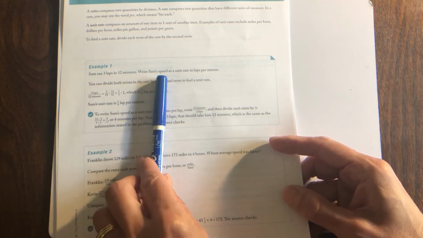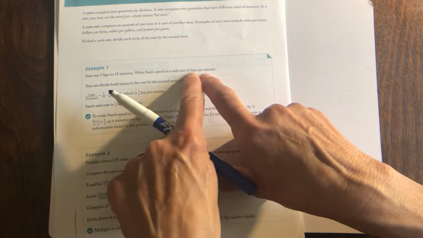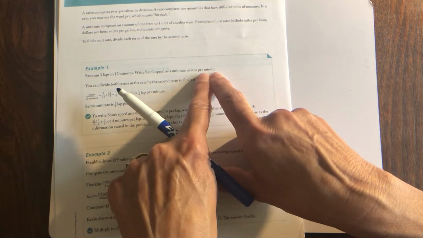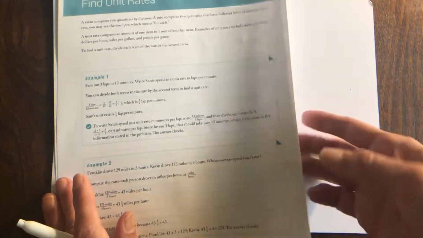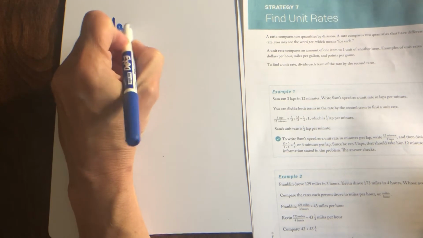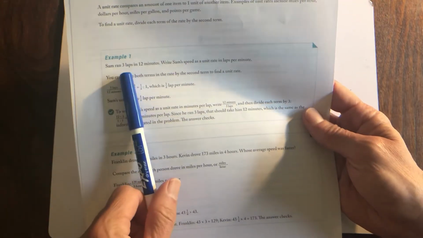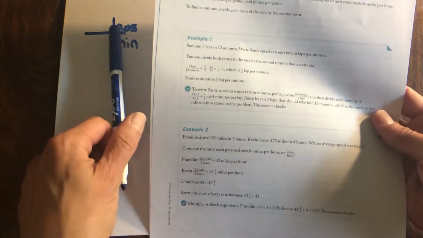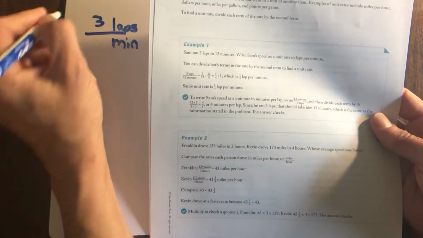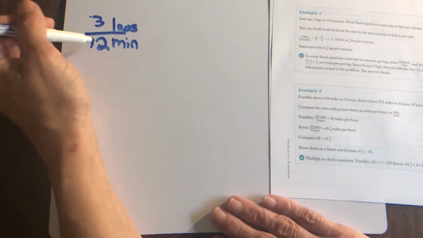Write Sam's speed as a unit rate, and now this is important, in laps per minute. Laps per minute. Remember how I told you to set it up like a ratio. So you set it up, and you need laps, and then you need minute. You've got to get this part right so you'll know what to do. Then you go back to the problem and find what you're looking for, laps, 3, and then you put 12.